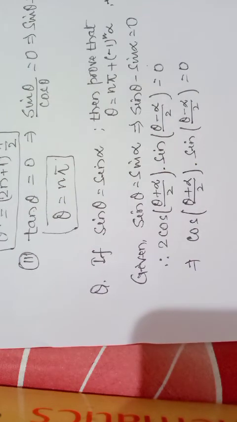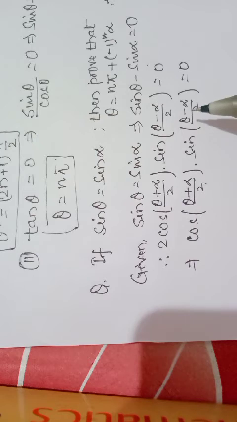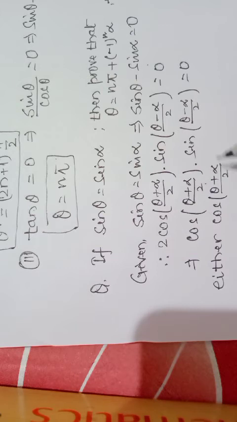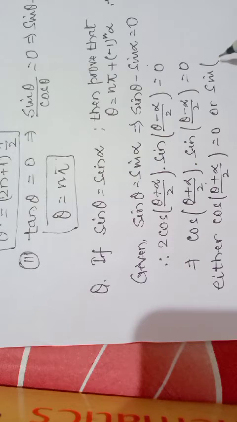So students, the product of two terms is 0 here. When the product of two terms is 0, either cos (theta plus alpha by 2) is 0 or sine (theta minus alpha by 2) is 0, meaning any one of them can be 0. So it should be written as either cos (theta plus alpha by 2) equal to 0 or sine (theta minus alpha by 2) equal to 0.